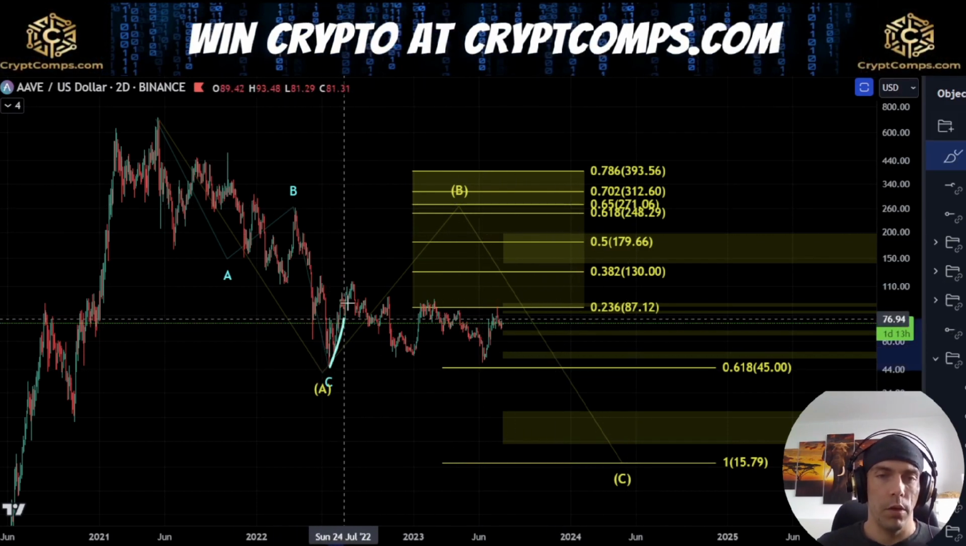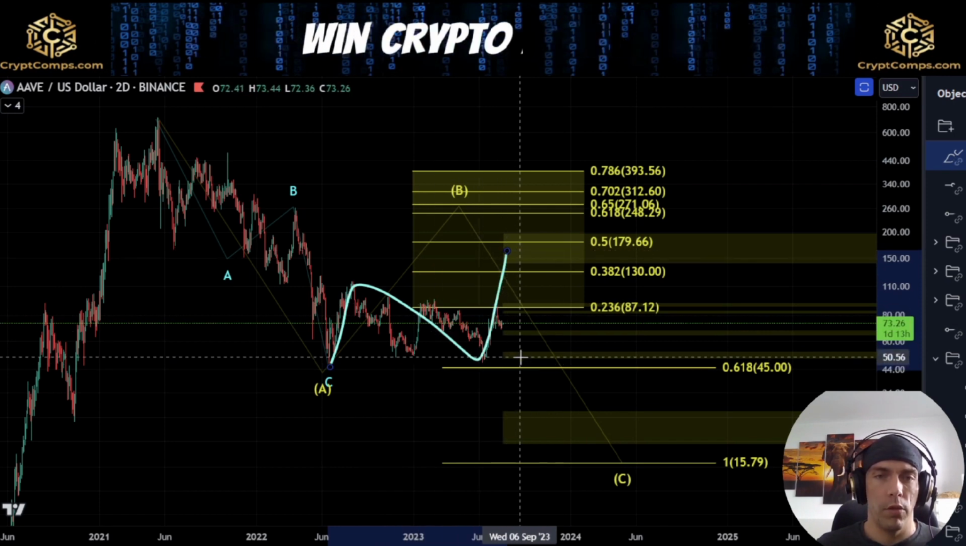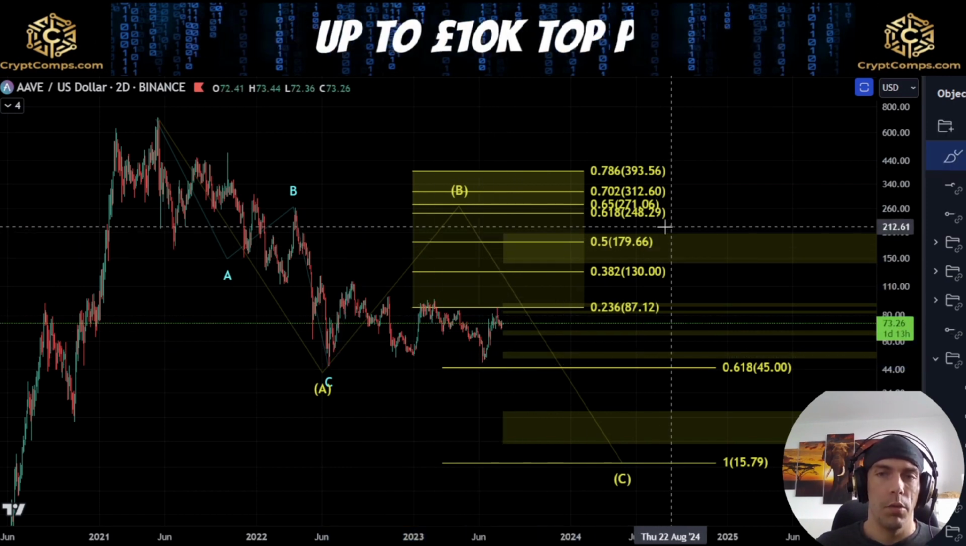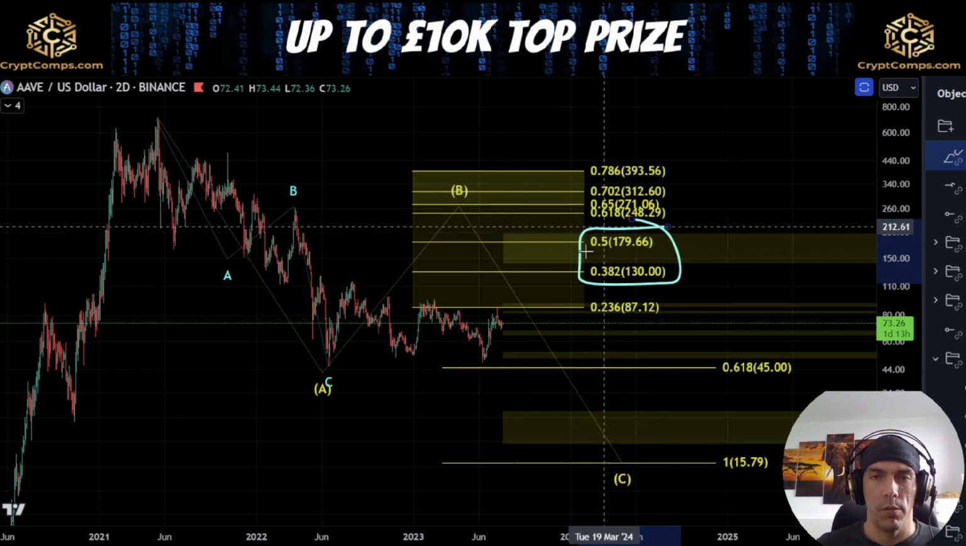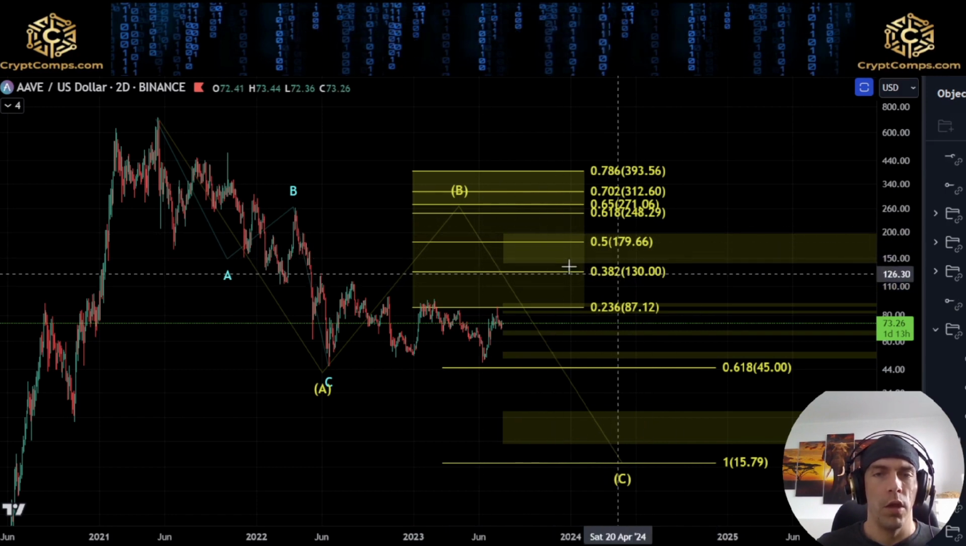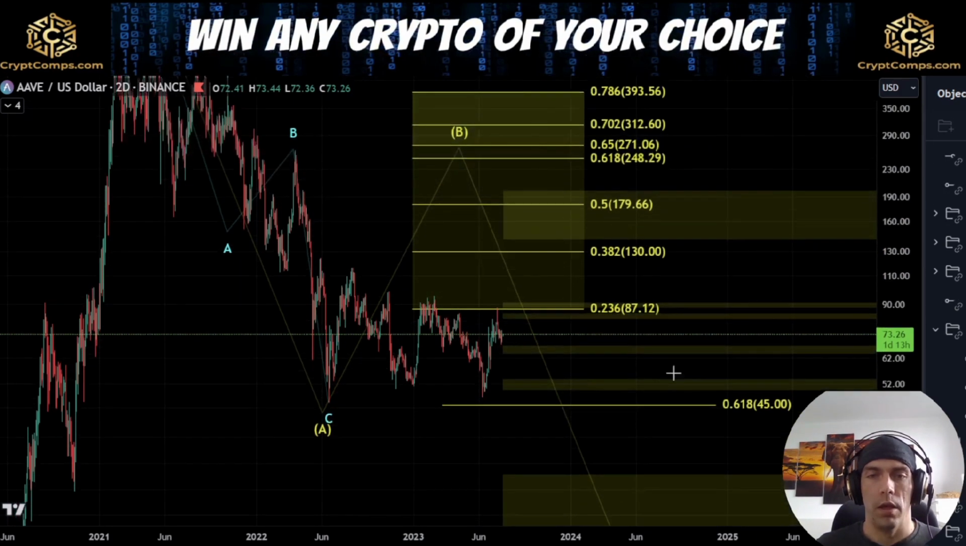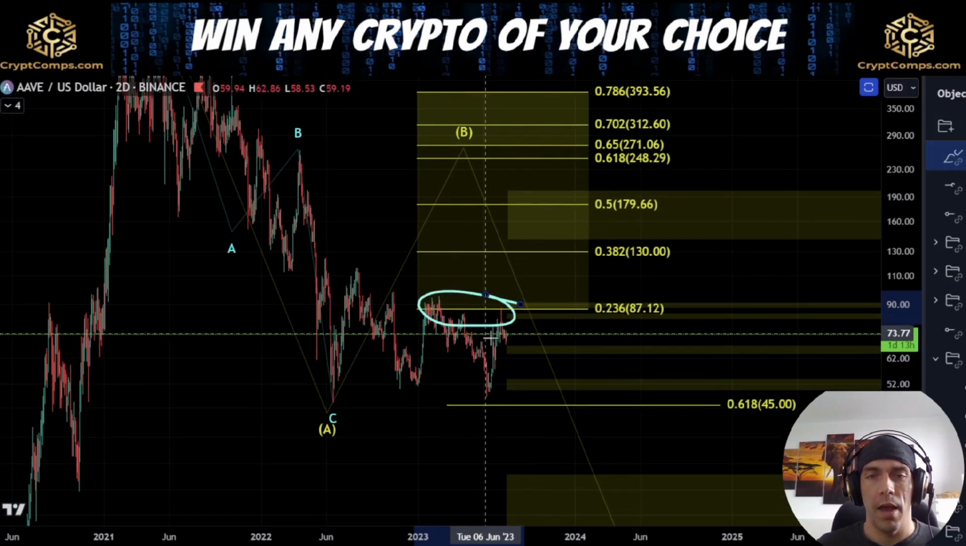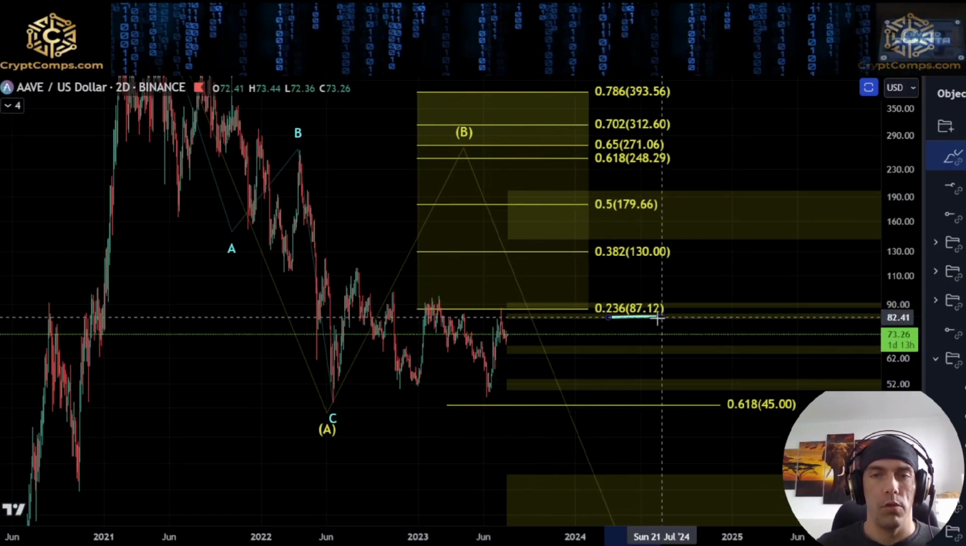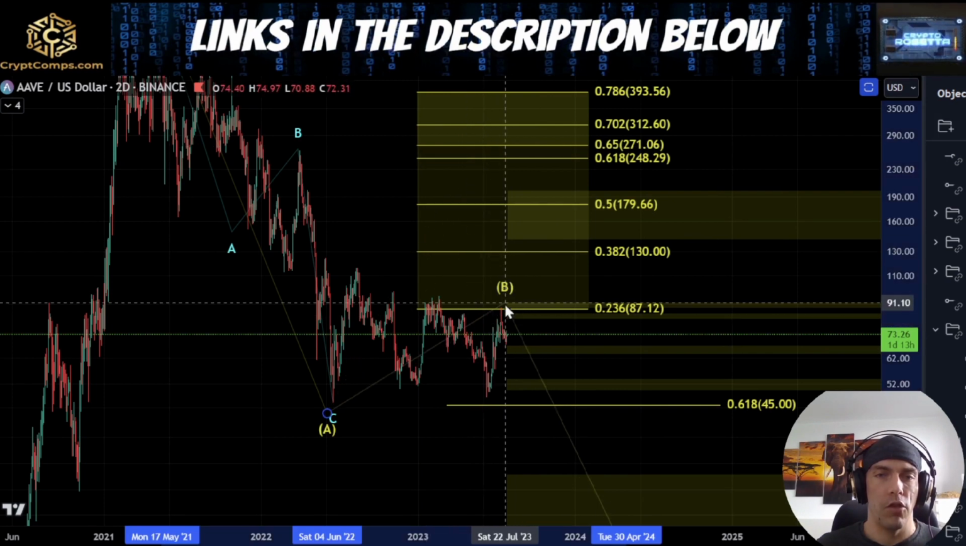But effectively what I'm looking for in the shorter term is a smaller three-wave structure to the upside here, potentially looking to bring us up into this 50% or this 382 level. That would be the primary areas that I'm looking at, though we need to respect the fact that we have actually tested this 0.236, which could be a very shallow B wave here.